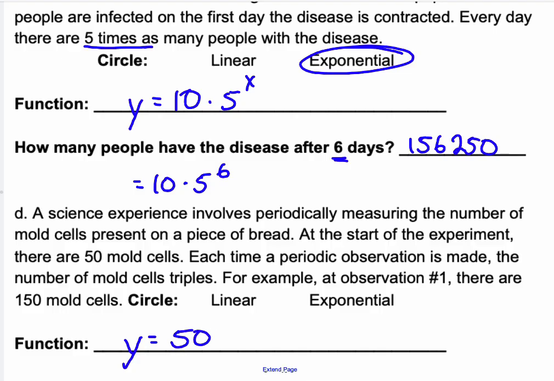So our function is going to be: 50 is my starting amount. Each time it triples. That means we're multiplying times 3, but it's going to multiply by 3 over and over and over again, which is 3 to the x power. That makes this an exponential function. So when we see that we're going to keep multiplying by that same number over and over again, that's where we want to use an exponential function.